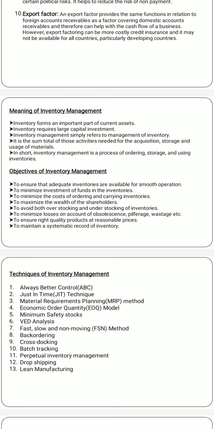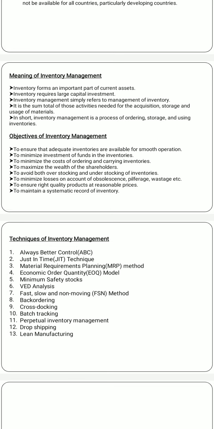Then the material requirement planning method, that is the MRP method. Material requirement planning is an inventory control method in which the manufacturers order the inventory after considering the sales forecast. The MRP system integrates data from various areas of a business where the inventory exists.